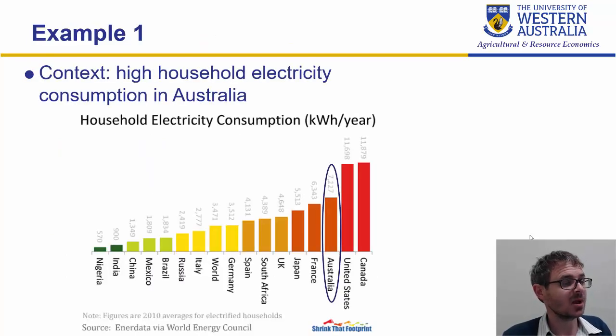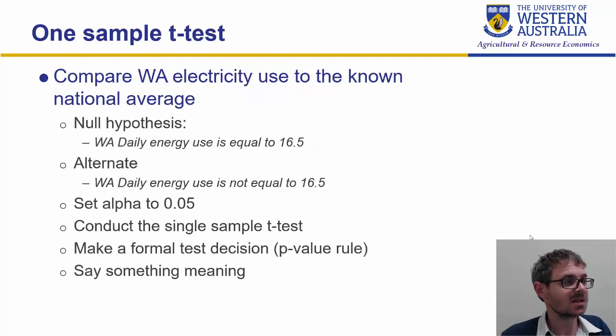So the first example I had was about electricity consumption. We were looking at, in the broader context, how much electricity Australians use relative to other countries. And we were particularly interested in what electricity consumption in Western Australia is relative to the national average. So we had some idea that there was a null that we wanted to compare to.